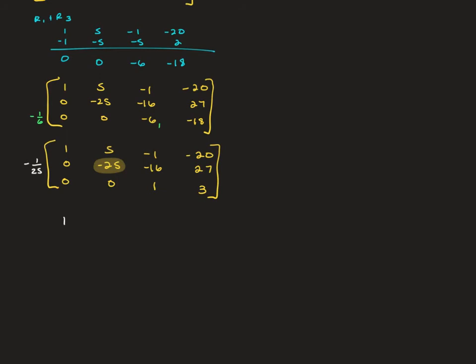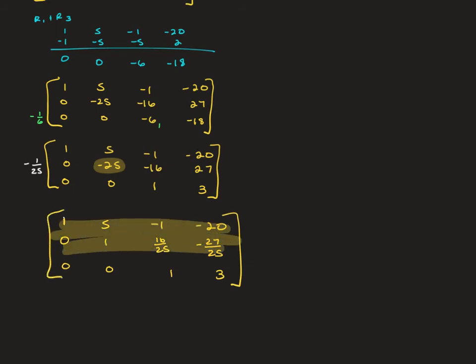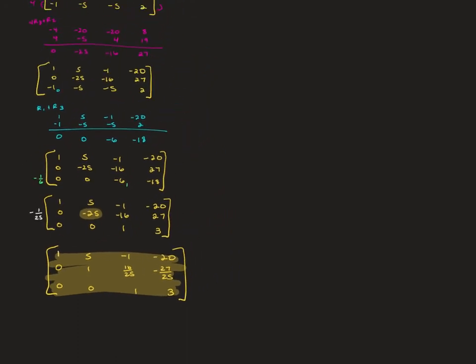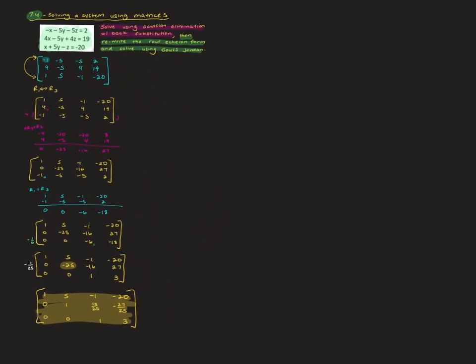So I'm going to rewrite it again. 1, 5, -1, -20, 0, 1, 16 over 25, and -27 over 25. 0, 0, 1, 3. So this is in row echelon form. I've got my diagonal of 1s with my zeros below. From here, I'm going to write this system.